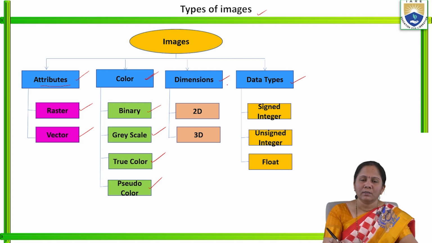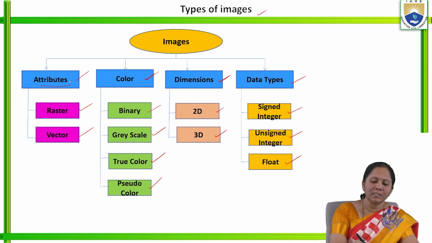And coming to another type, that is images based on dimensions. Here it is classified into two types. Some of the images come under two-dimensional images and some come under three-dimensional images. Coming to the data types, images are classified into signed integer, unsigned integer, and floating point. So these are the different classifications of types of images. Now we will see each classification in detail.